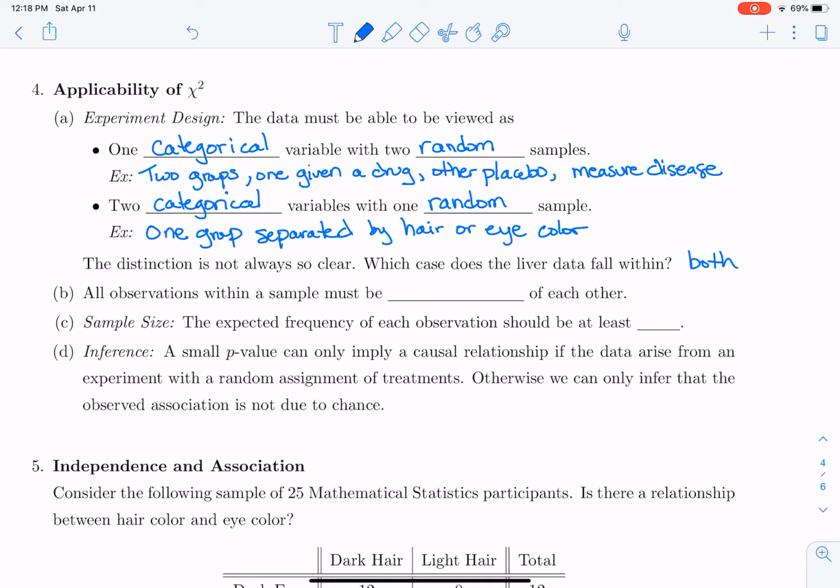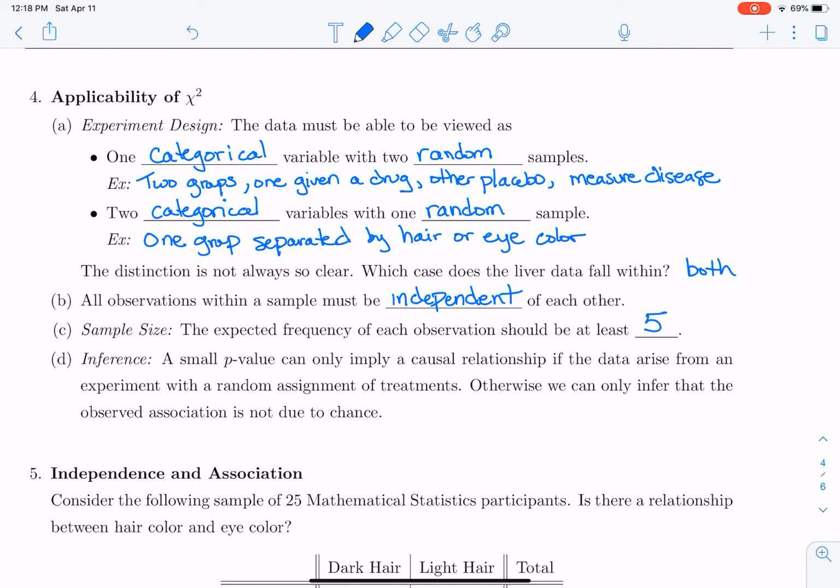In order to apply the chi-square test, all observations within a sample must be independent of each other. So we can't take people from the same family. There are other constraints when you're doing biology experiments to make sure that your samples are independent. You're not taking samples from the same plants; you're using different plants. Something that's interesting with sample size is that the expected frequency of each observation has to be at least 5. And a small p-value can only imply a causal relationship if the data arise from an experiment with a randomized assignment of treatments.